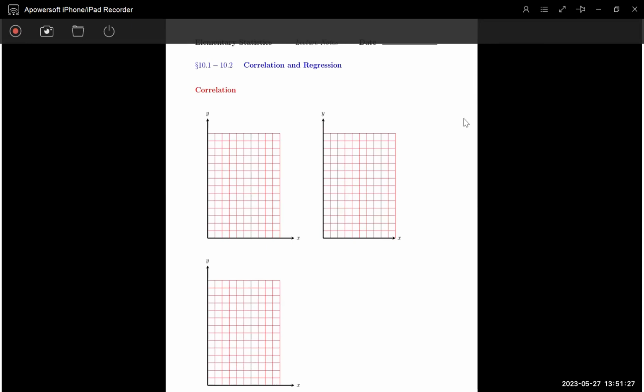Hi everybody. So today we will learn correlation and regression. Correlation is the measure of the linear relationship between two variables.